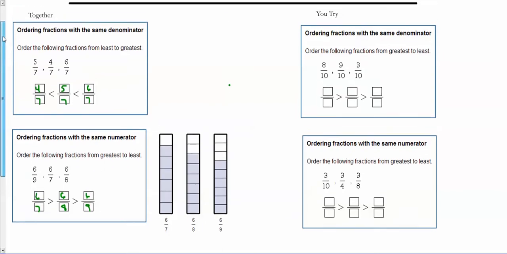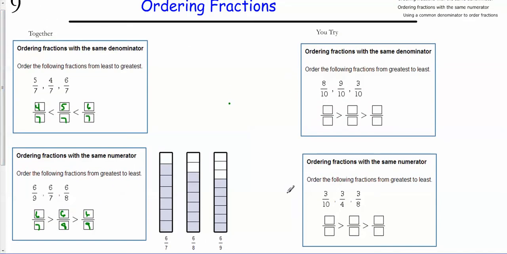So give the video a pause, and I want you to try these two, and let's see what you come up with. So here are my answers. Greatest to least. So I paid attention to the directions. 9/10 is greater than 8/10, which is greater than 3/10. Here, with the same numerator, 3/4 is the biggest, then 3/8, then 3/10.